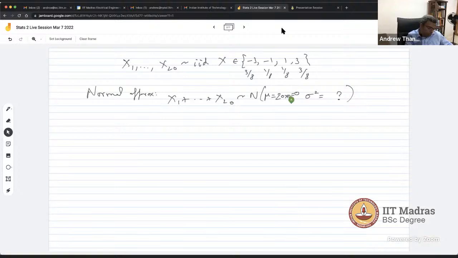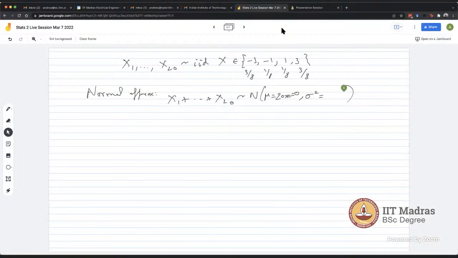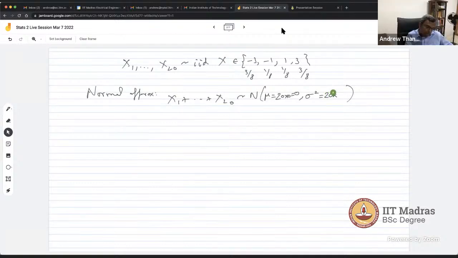Okay. And then sigma squared is what? It's 3 by 20. There's no by 20 here. It's 20 times 3, right? It's 60, right? Is that okay?